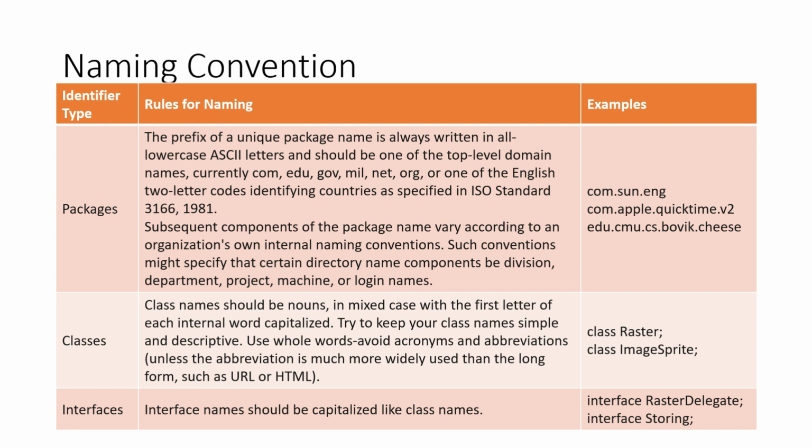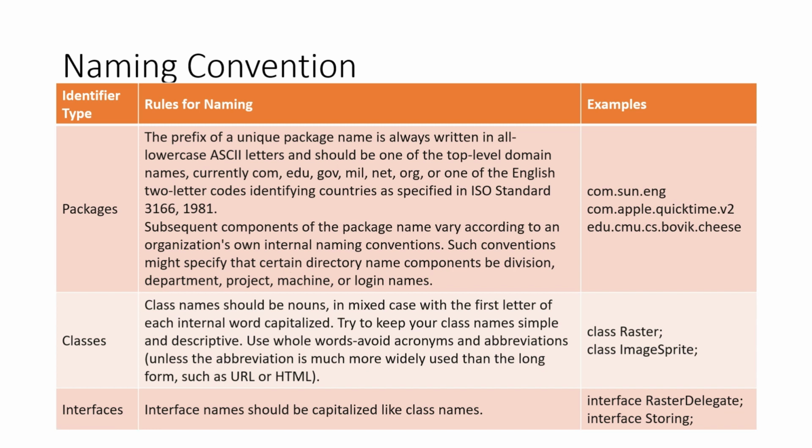This particular snippet is actually picked from the Oracle official documentation site. For a package, the prefix of a unique package name is always written in all lowercase ASCII letters, and should be one of the top level domain names. Currently, like com, edu, gov, mil, net, org should be the first component normally, and subsequent components of the package name vary according to the organization's own internal naming convention. Such a convention might specify that certain directory name components be by division, department, project, or machine.